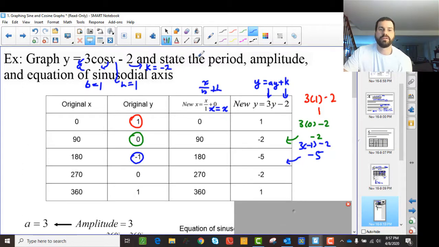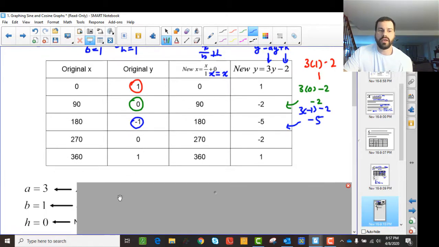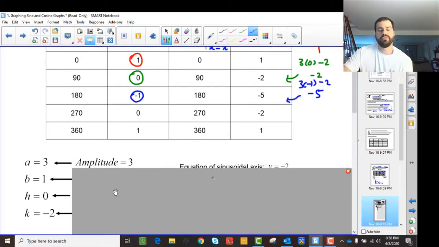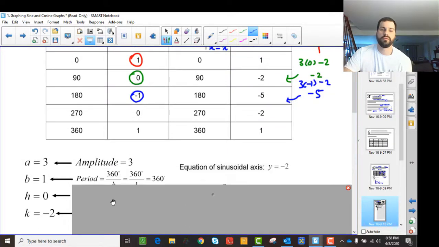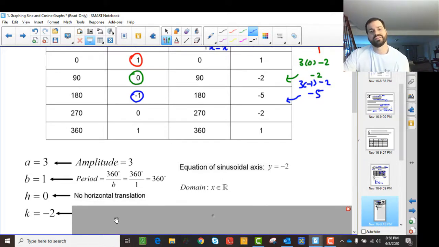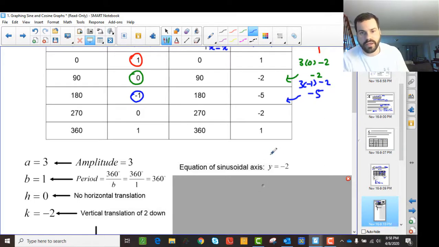Okay? Now, it asks me to state the period, amplitude, and equation of the sinusoidal axis. So again, the amplitude comes from the a value. It's 3. The period comes from the b value, so it's 360 divided by b. So it's just 360. H is 0, so that tells me there's no horizontal translation. And k is minus 2, which means I'm vertically translating down 2, because it's negative. Then the sinusoidal axis, again, is y equals k. If you want to just write that in up above, just so you know.